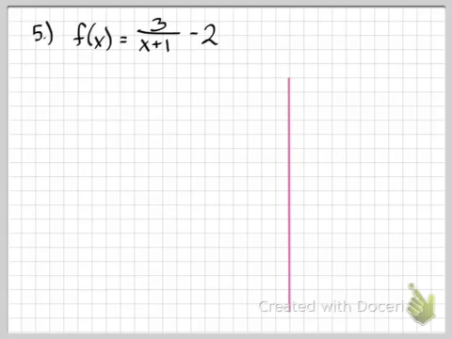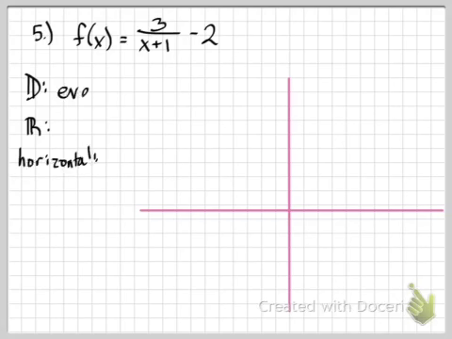Now let's take a look at f of x equals 3 divided by x plus 1 minus 2. We want to identify the domain and the range, and we start by assuming everything, and then we're going to want to identify the horizontal and vertical asymptotes. So what is going to give us a 0 in the denominator? The answer is that negative 1 would give us that 0, so the domain is everything except x equals negative 1.